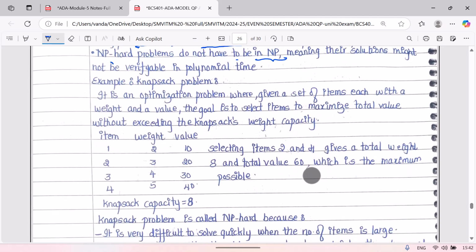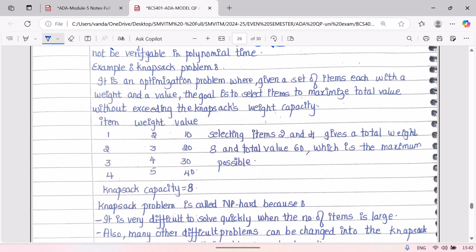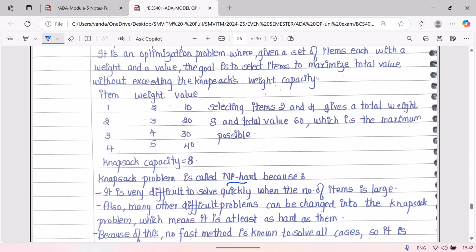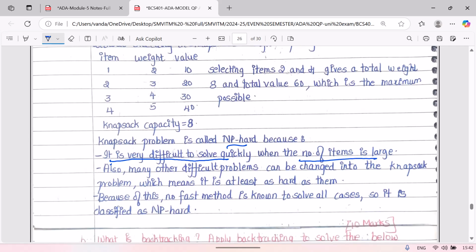And the example I have given is the knapsack problem. Knapsack problem you already know. So why is it NP hard? Because it is difficult to solve quickly when the number of items is large, isn't it? When the number of items is large, finding the knapsack solution is very difficult. Also, many other difficult problems can be changed into the knapsack problem, which means it is at least as hard as them. Because of this, there is no fast method known to solve all the cases. So it is classified as NP hard.